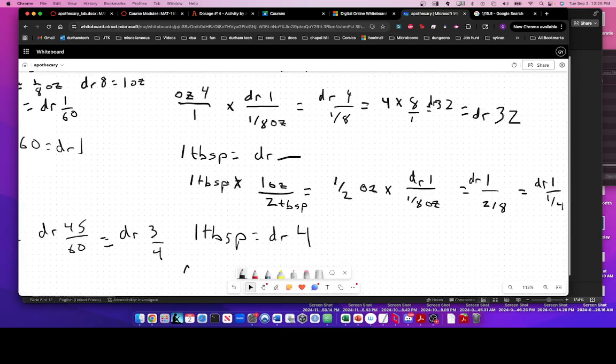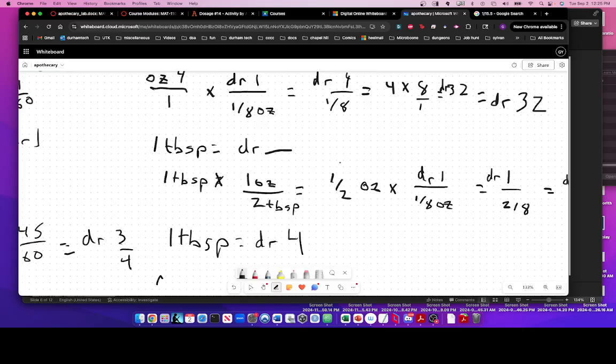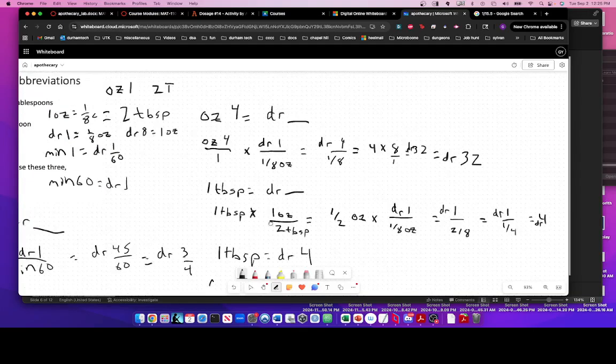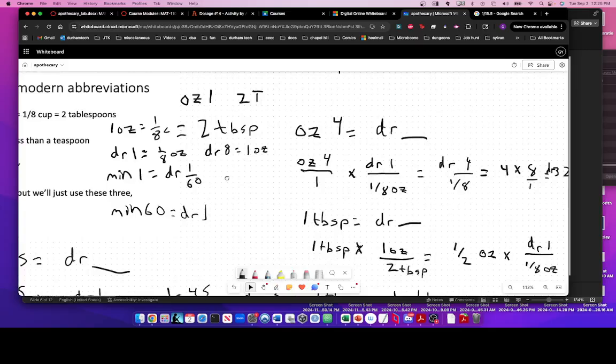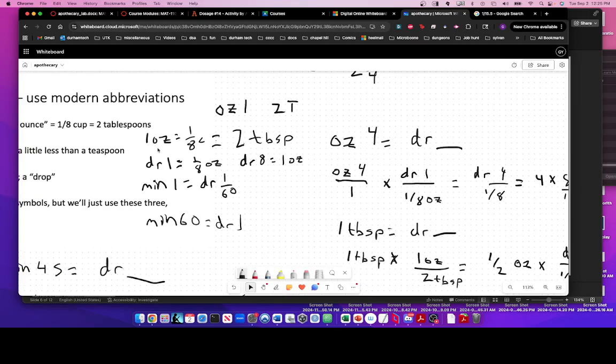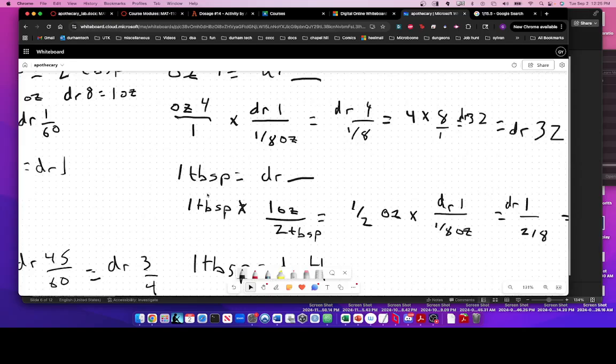Then another example, the tablespoons. We want to convert 1 tablespoon to drams. And actually, we don't have a direct link here between tablespoons and drams. But what we do have is tablespoons to ounces, and then we have ounces and drams connected to each other. So we can do a two-step conversion here.